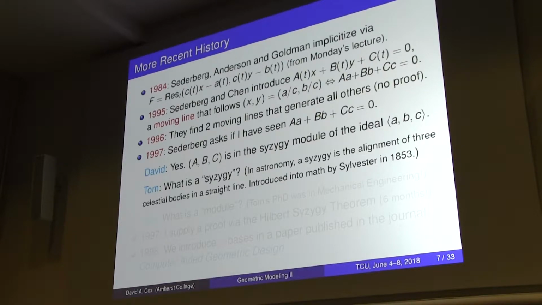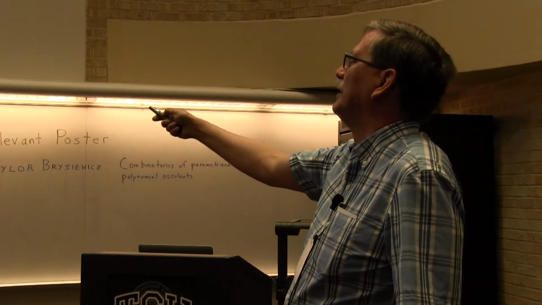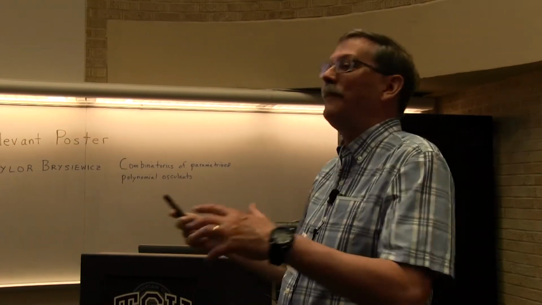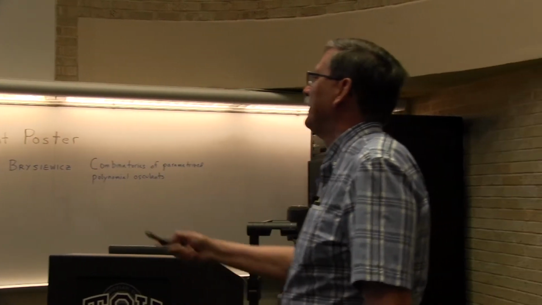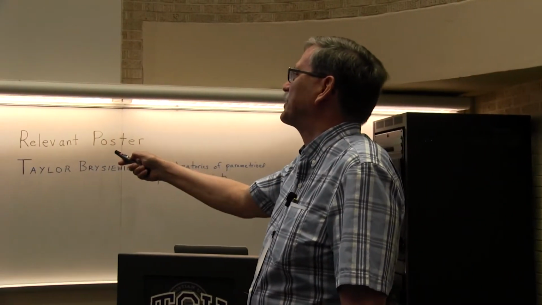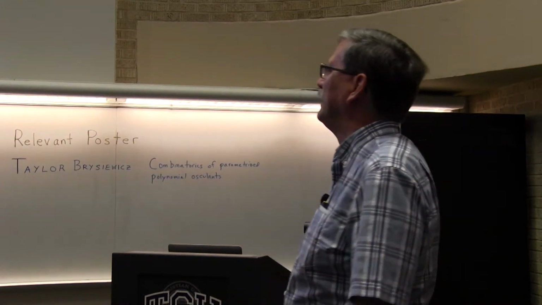And I always love it when somebody asks me a question where I know the answer. And I said, yes. And I said that this means that the capital ABC is in the syzygy module of the little ABC. And then Tom asked me the question I expected. What's a syzygy? And I got to explain that it's astronomy: a syzygy is the alignment of 3 celestial bodies in a straight line.